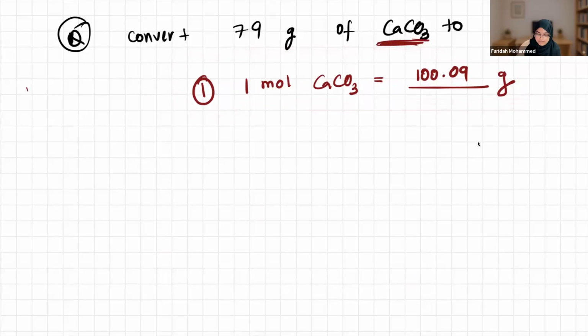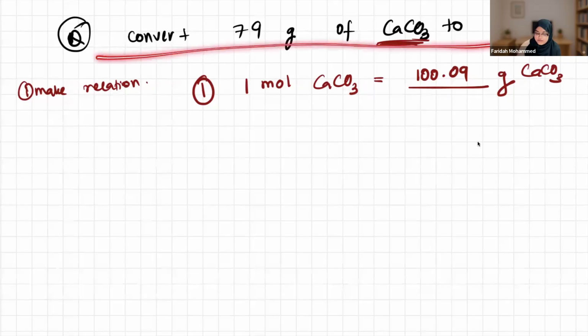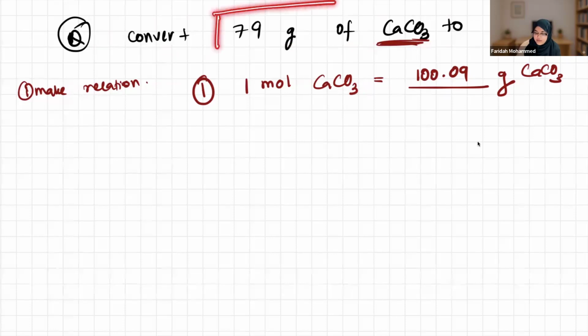So what is the first step? Make the relation. Of what? 1 mole, not 1 gram. 1 mole of something is the molar mass of that thing, the grams of calcium carbonate. Next, you are going to read the question and start with whatever is given to you. What is given to you? 79 gram of calcium carbonate. So we start with 79 gram of calcium carbonate.